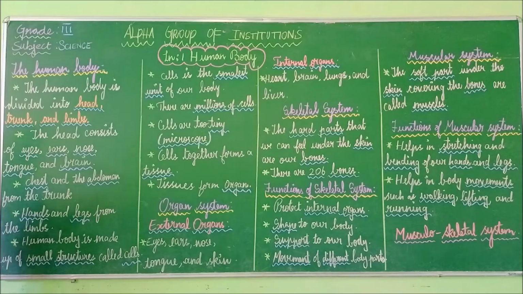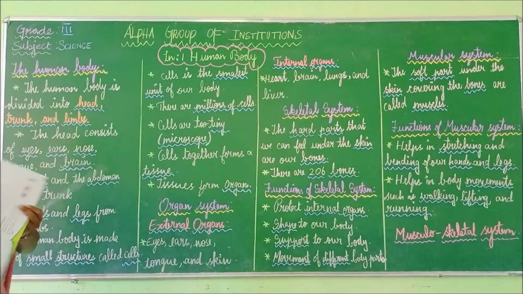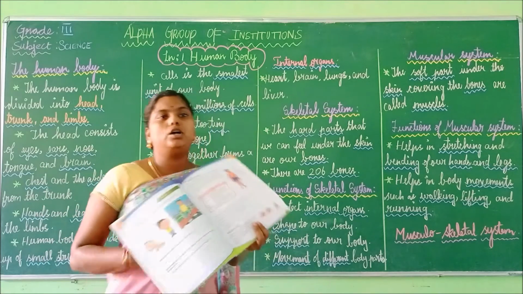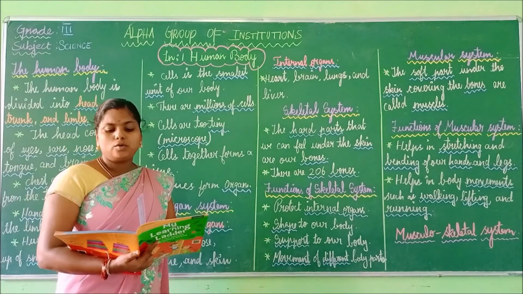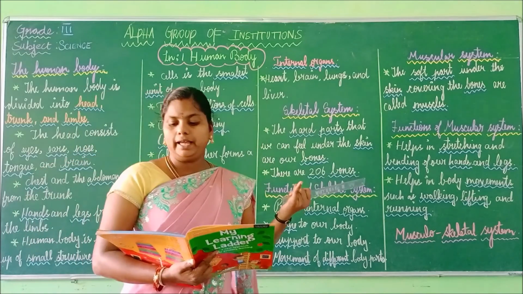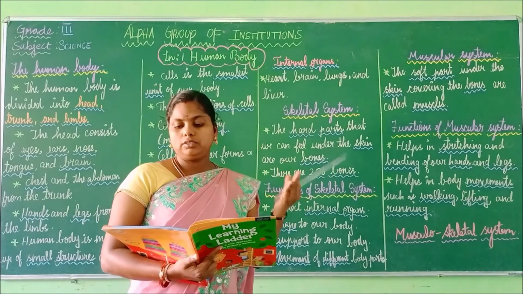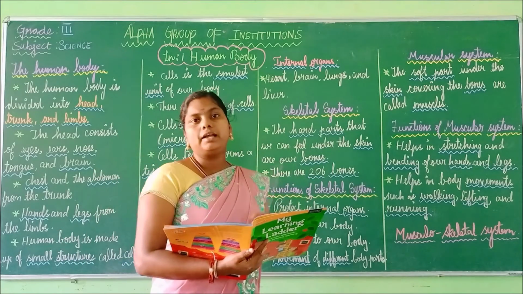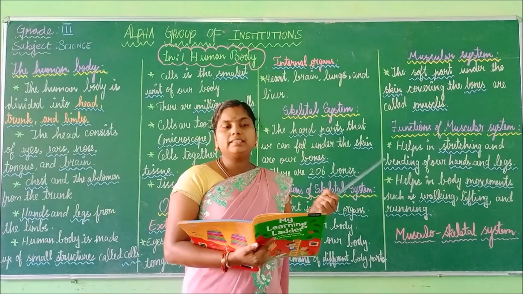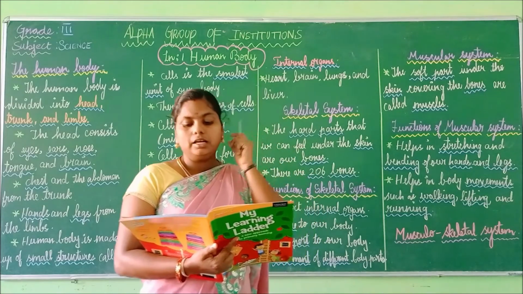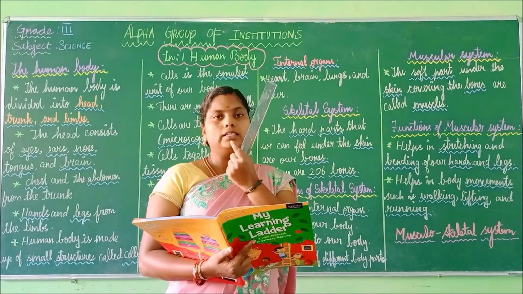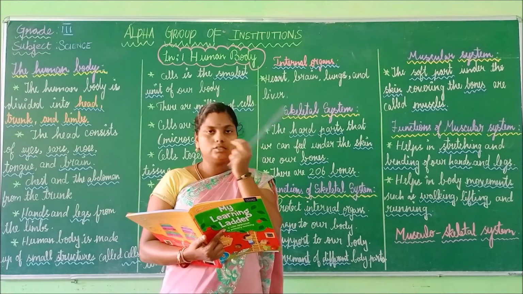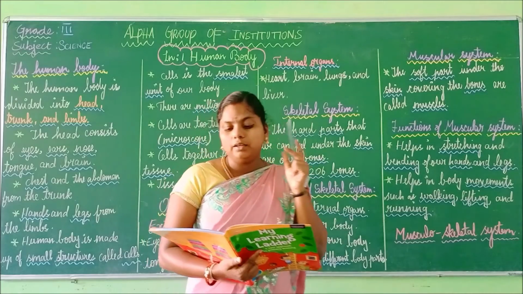The human body. So children, take page number 11. Can you see what is given here? Page number 11, the human body. The human body is divided into head, trunk and limbs. Here, the head consists of eyes, ears, nose, tongue and brain.